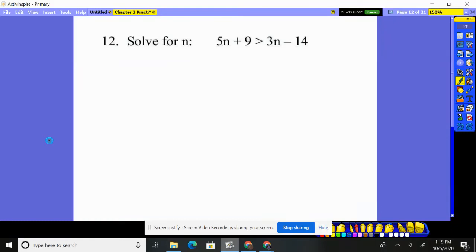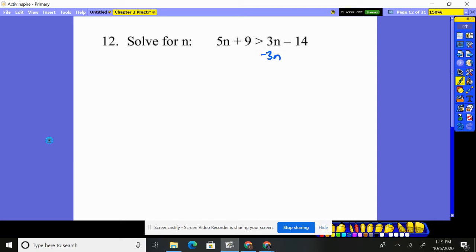Number 12, solve for n. It's an inequality, so there's going to be all types of solutions here. I'm looking for 5 times what plus 9 will be bigger than 3 times that same number, subtract 14. Well, there's all types of things. Let's figure out what they are. We solve it just like if it had happened to have an equal sign.